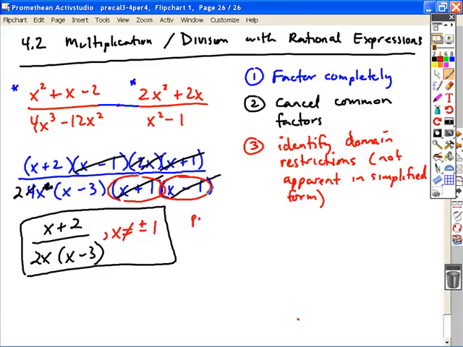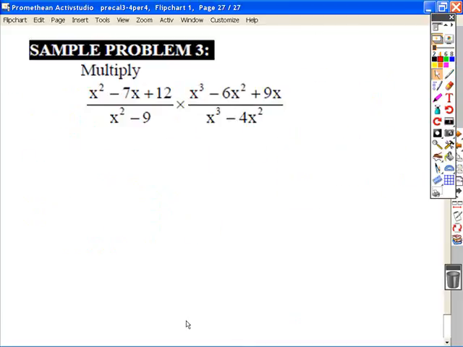All right, what I'd like you to do is on page 32, I want you to quickly answer question number 3, sample problem 3. All right, if we take a look at this problem. Okay, step 1, look to factor everything completely.